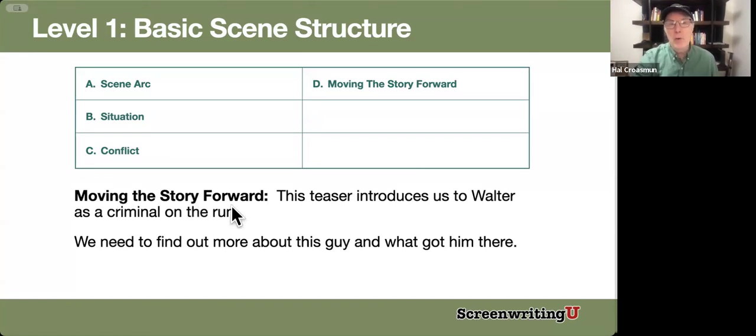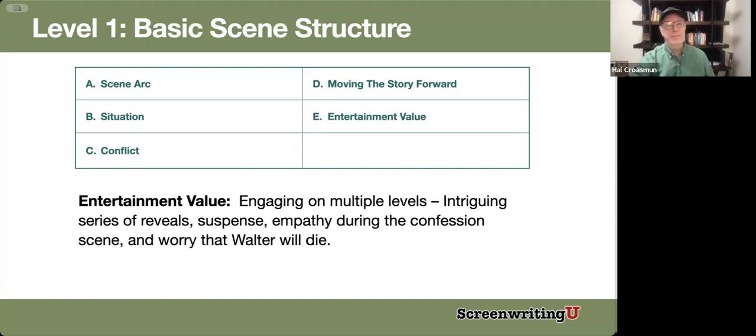And we know this is where the whole thing's going. He's a criminal on the run. We're going to find that out. So at the moment we see this scene, we need to know who this guy is. We need to know what got him there. We need to know how he got into this terrible situation.